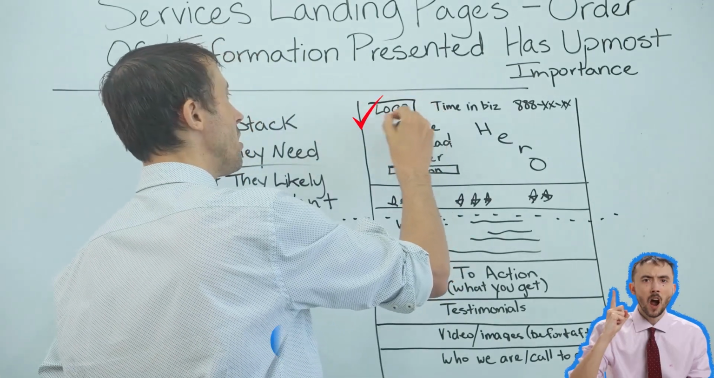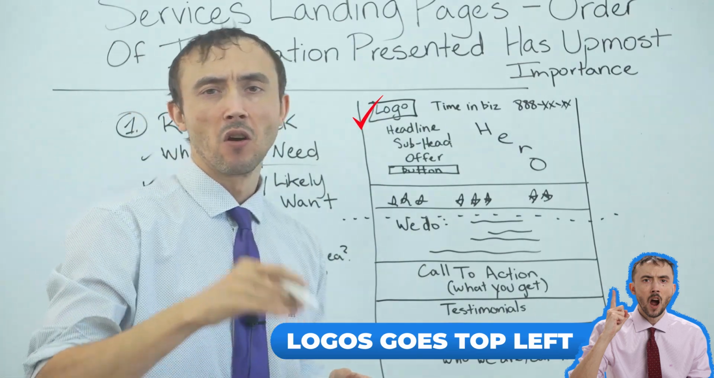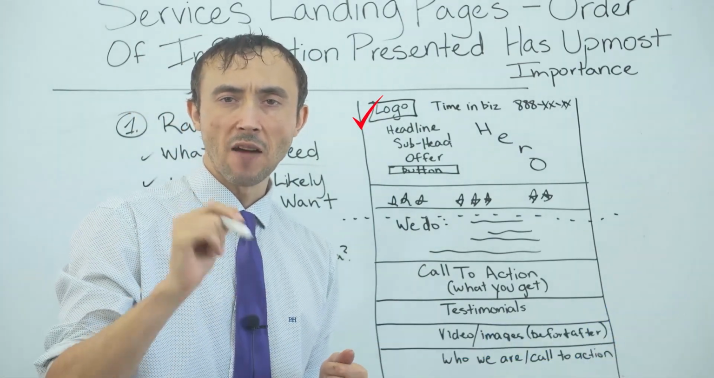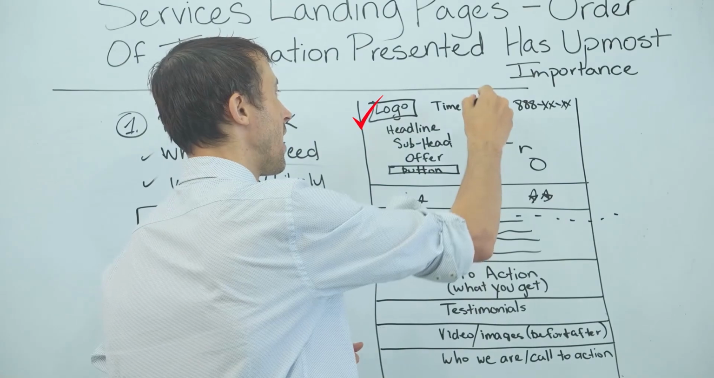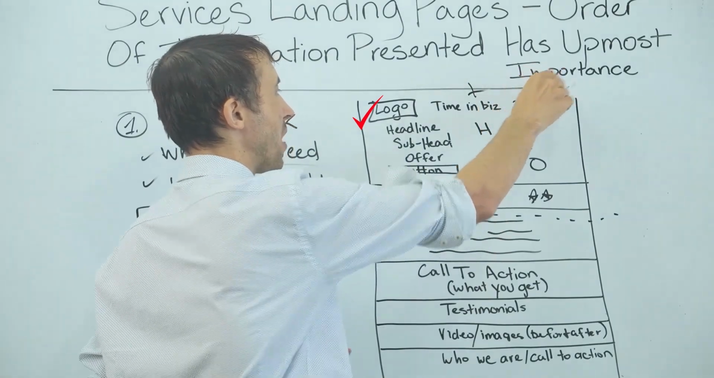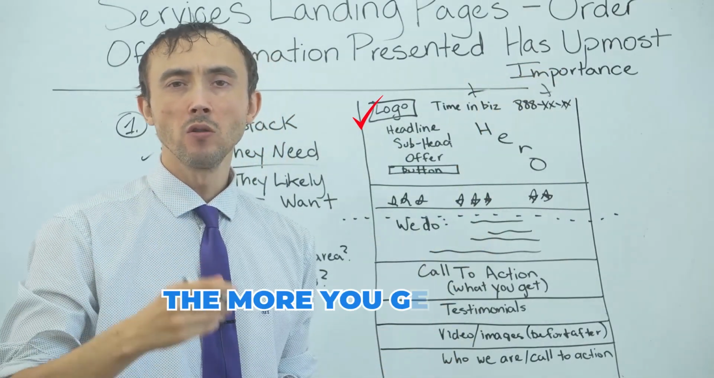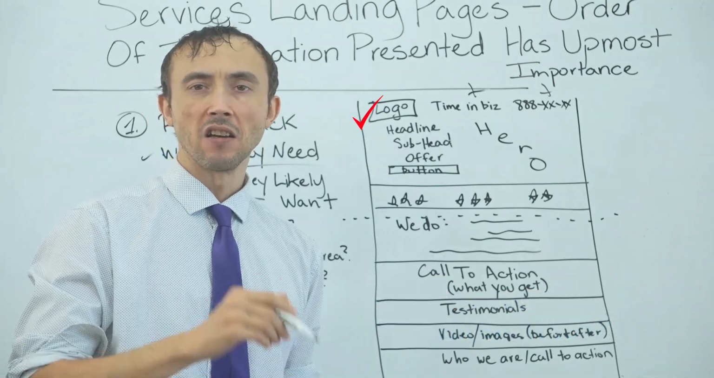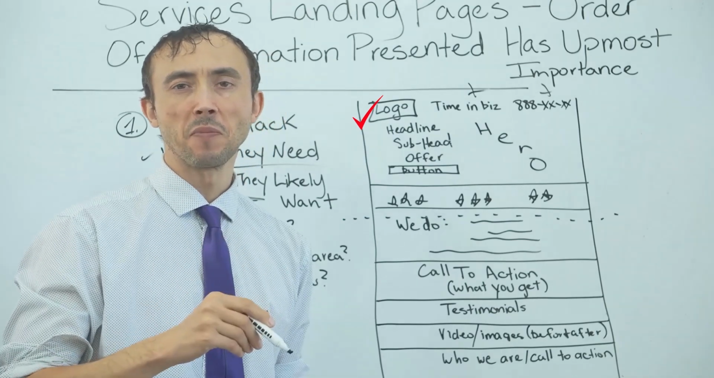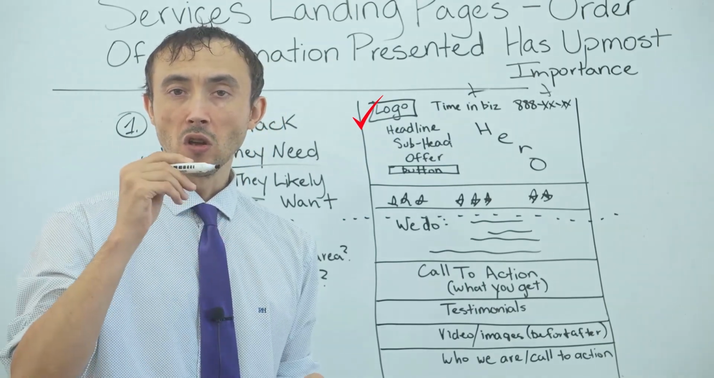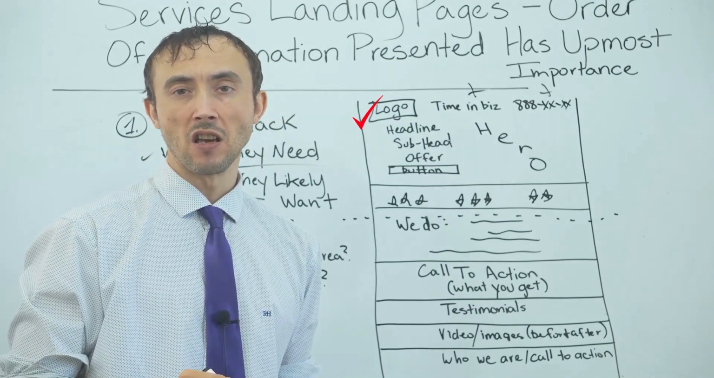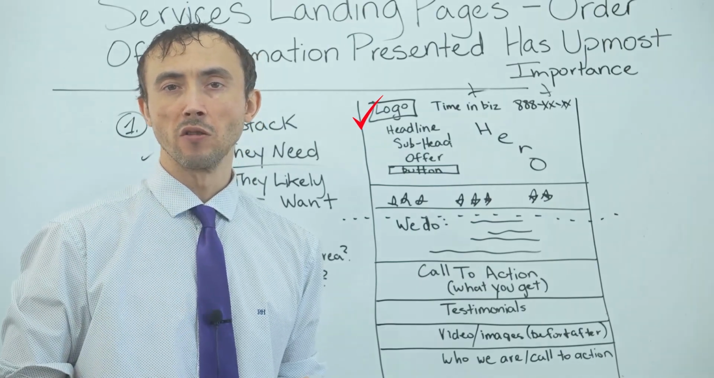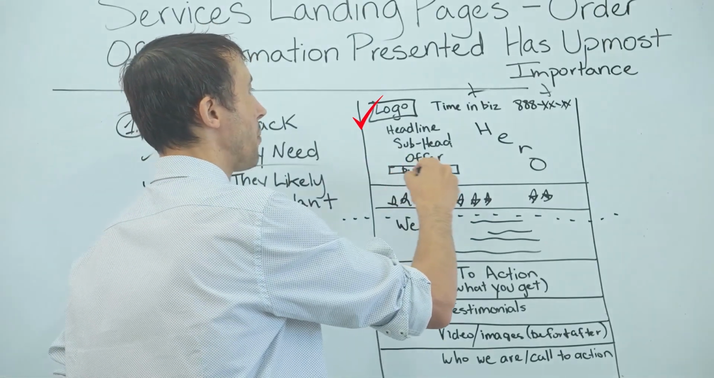First thing you're going to do, logo goes top left. Why? Because that's the default place everyone's going to look for a logo. Don't be playing around, putting it in the middle or the right-hand side of the page. The more you get fancy, the lower your conversion rate is going to be. Point blank, because people have certain expectations when they hit your landing page. You start missing expectations, it's going to eat into your conversion rate. So you're going to go logo top left every time.